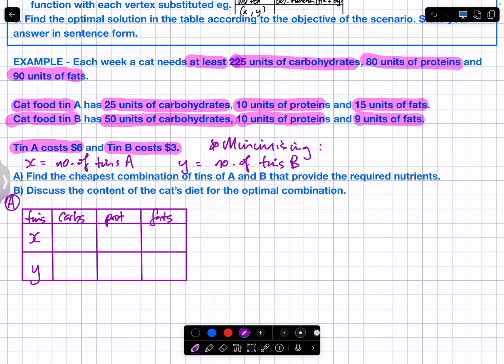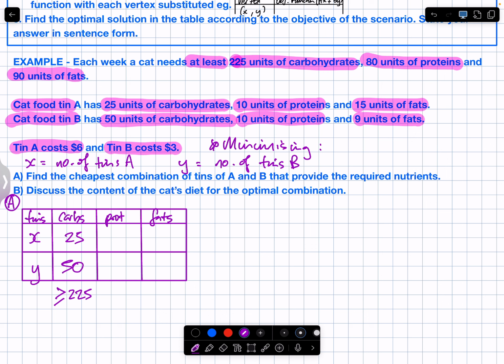So someone tell me, in that table, what number is going to go for tin X for carbs? 25. 25, well done. Where do you get that? He got it from here, because a tin of cat food A has 25 units of carbs. What would be next to Y for carbs? 50. What is the constraint on carbohydrates? Good. So greater than or equal to 225.